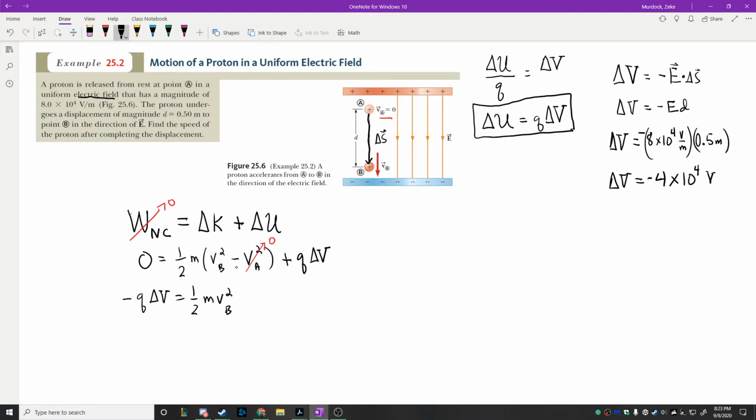And then the next thing we want to do is to just solve for VB. So we'll have the square root of 2 with a negative sign, Q delta V divided by mass. All of that is equal to VB. And then we just need to plug the numbers in. That's pretty much it. It's pretty straightforward. Do you guys have any questions?